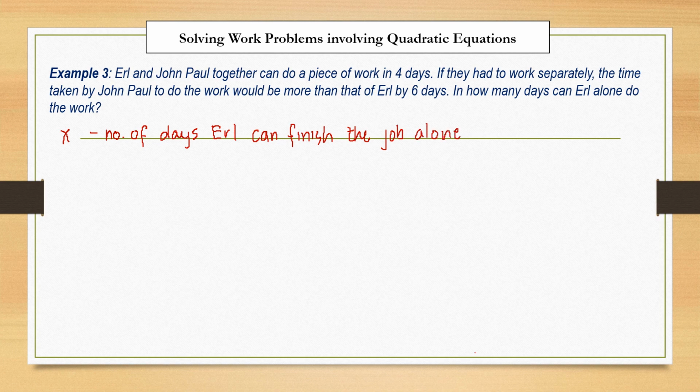So if x is the number of days Earl can finish the job alone, how do we represent the number of days John Paul can do the piece of work alone? According to the problem, it will be more than that of Earl by 6 days. So how do we represent that? More than that of Earl by 6 days. So we have x plus 6. This is now the number of days John Paul can finish the job alone.